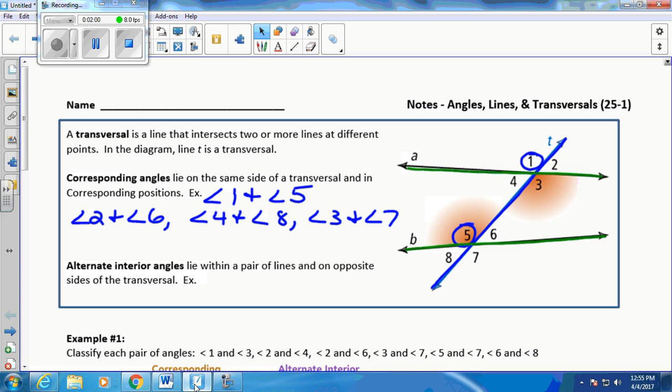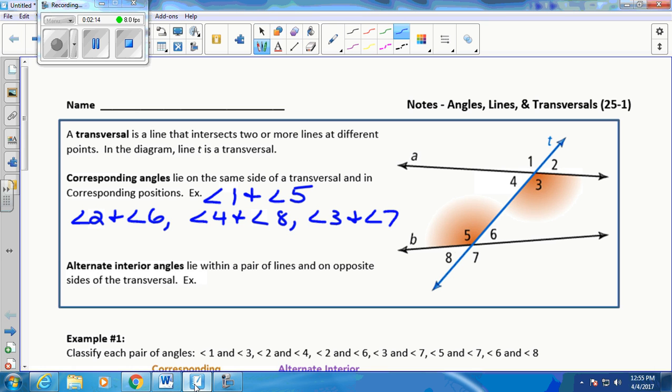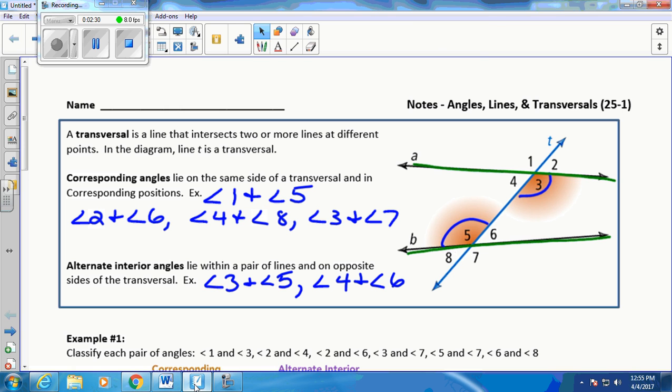For alternate interior angles, we are thinking about angles that are inside. If you're an interior decorator, those are the angles inside. They lie within a pair of lines and on opposite sides of the transversal. So here they have highlighted that angle 3 and angle 5 are considered alternate interior angles, and angle 4 and angle 6 would be another pair because they are inside, again, these green lines, they're inside and on opposite sides of the transversal.